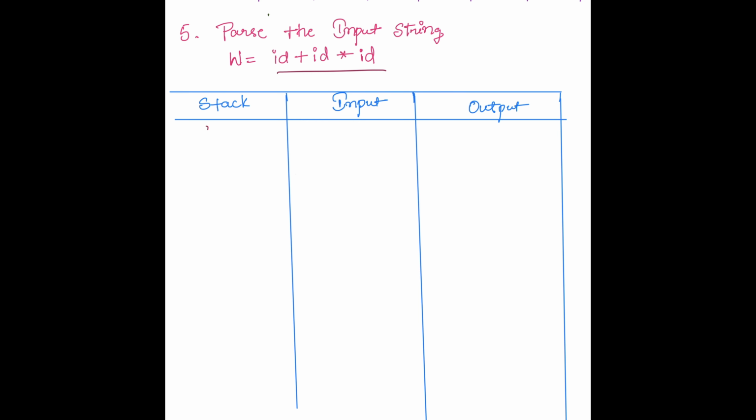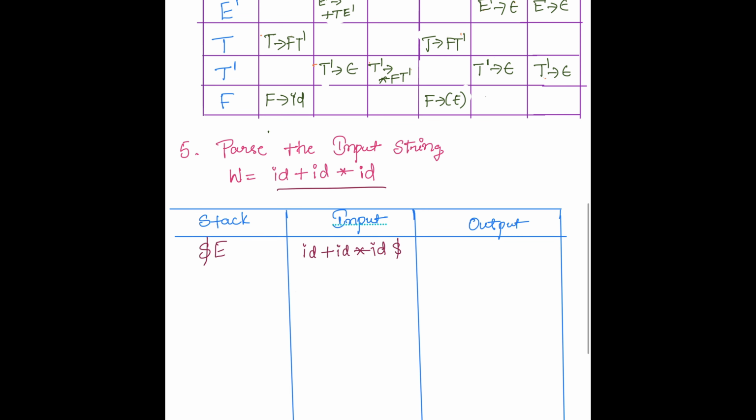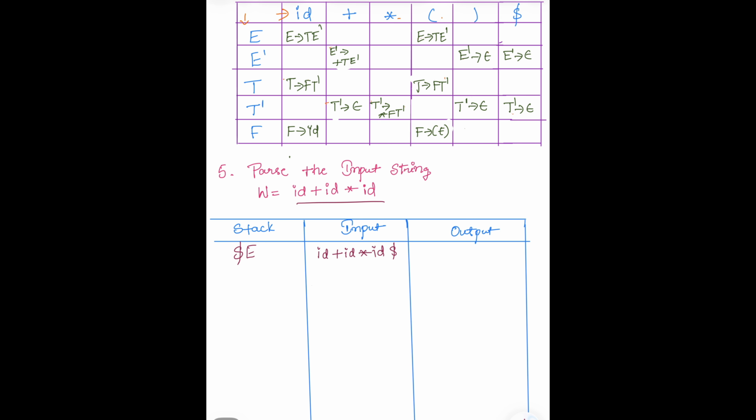The first stack symbol is $E and the input string is ID plus ID star ID dollar. We can see the top of the stack is E and the current input is ID. From the parsing table, we select the production E produces E prime. So we replace E with E prime, writing in reverse order. So that is $E prime T and the input is ID plus ID star ID dollar.